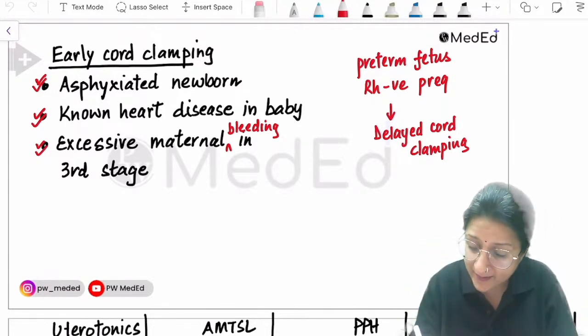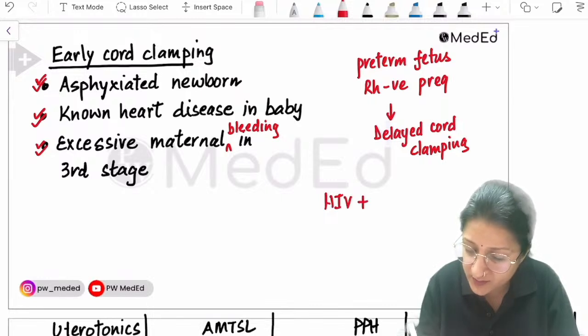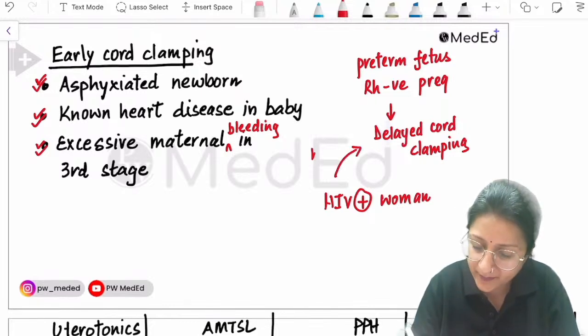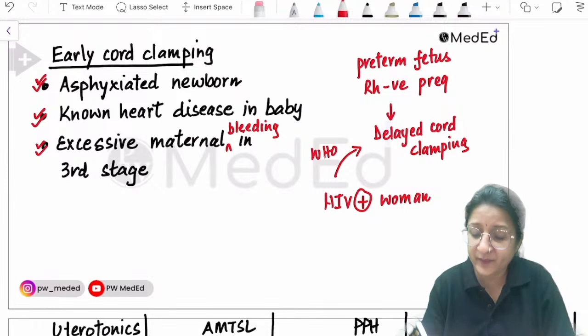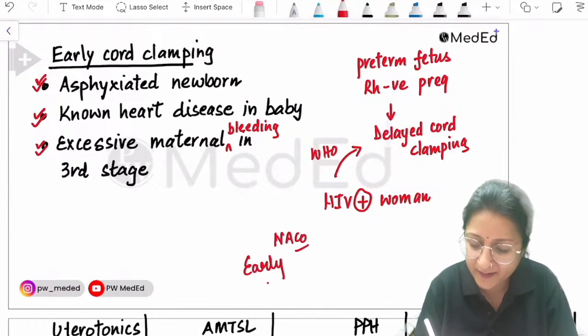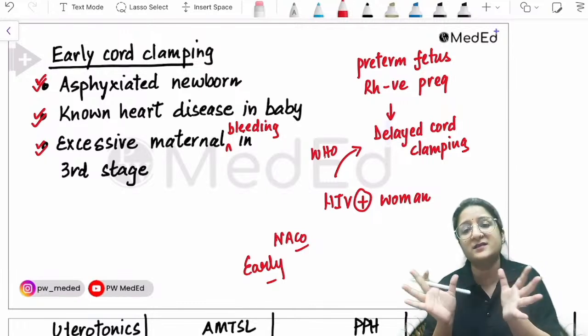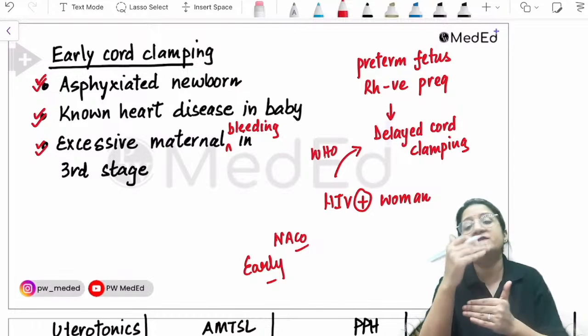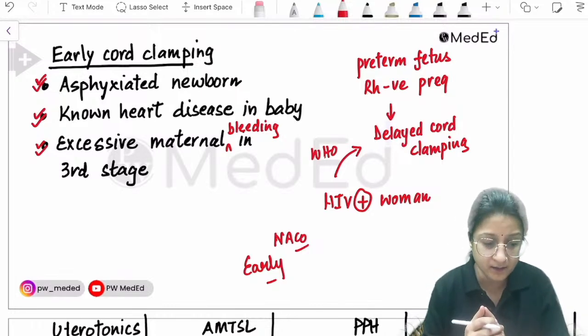And other than that, the HIV positive woman. Okay, so in an HIV positive pregnant woman, WHO is saying delayed cord clamping, and the Government of India, that is the NACO guidelines, are saying early cord clamping. NACO guidelines are saying early cord clamping. So there is this discrepancy. But to answer in exams, you'll have to see what other options are provided along with it.